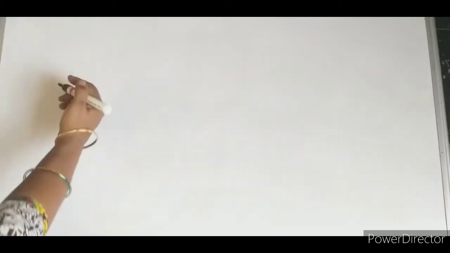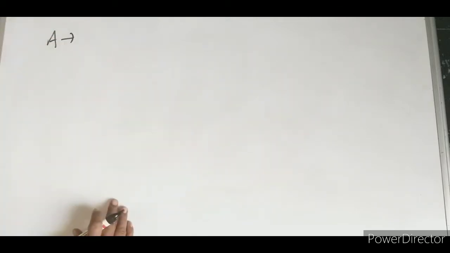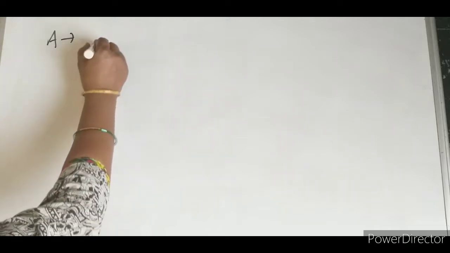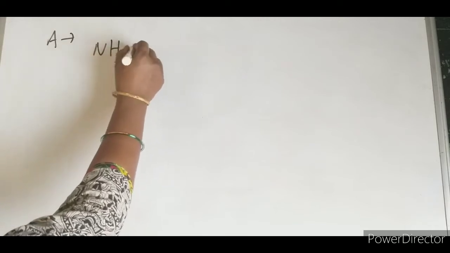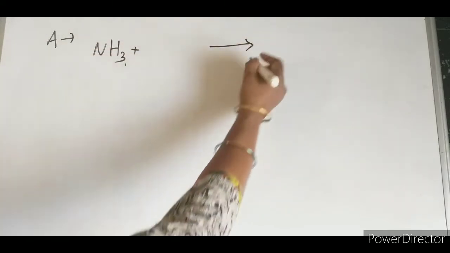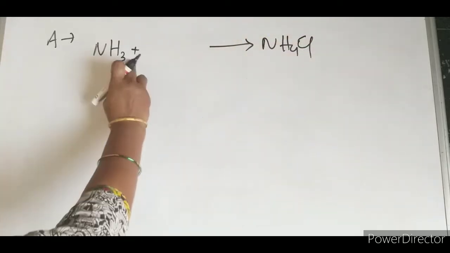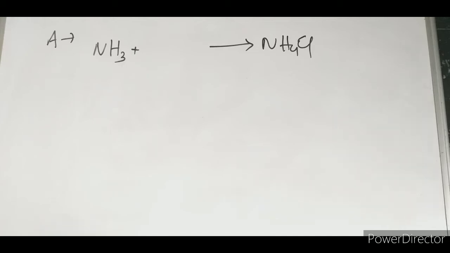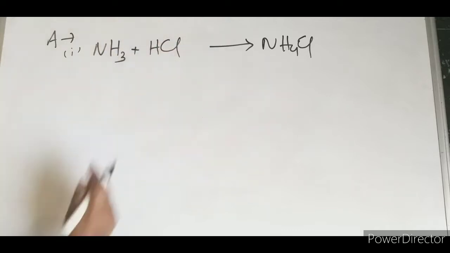So first of all, we will go for conversion A. What does it tell? It tells ammonia to ammonium chloride. So ammonia will give rise to ammonium chloride. Okay, so this is the first equation. Here it can be done in 2 ways. First process: ammonia plus HCl directly can give ammonium chloride, the easiest process.